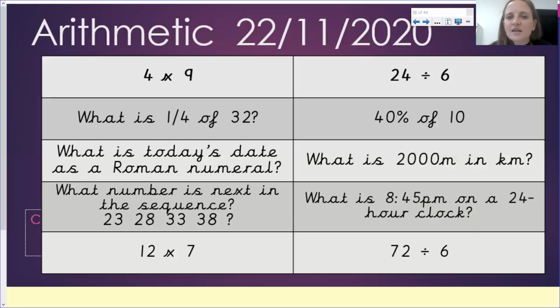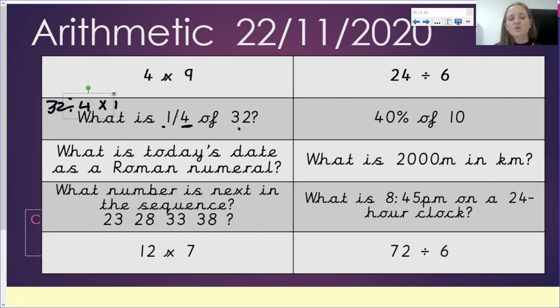So the arithmetic for today. What is 4 times 9? What is a quarter, so 1/4, of 32? I briefly spoke about this yesterday, but when you're working this kind of thing out, you would go 32 divided by 4 times 1. So you would divide by the number at the bottom and times by the number at the top. And that would help you to work out the fraction of that number.